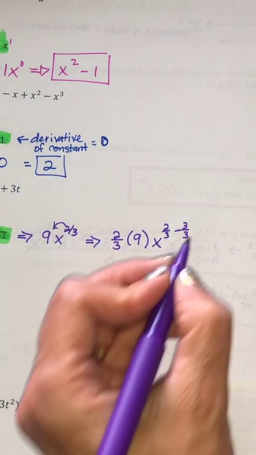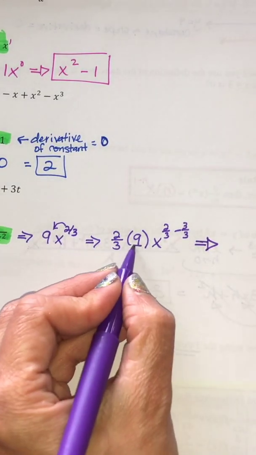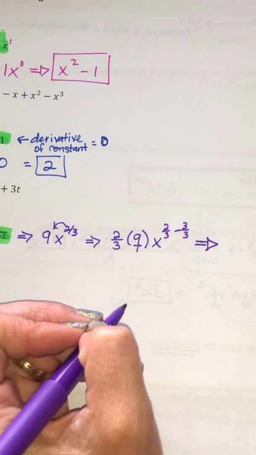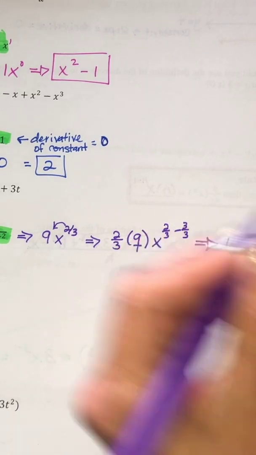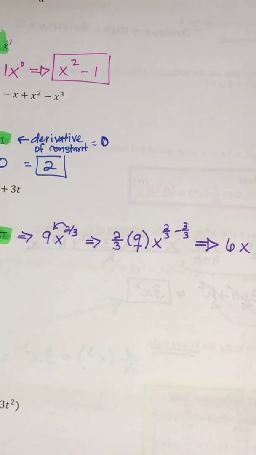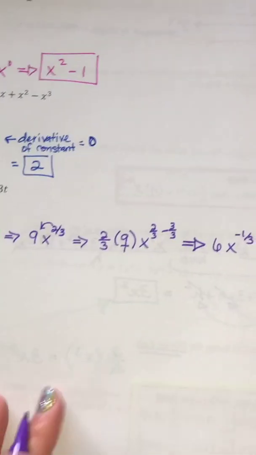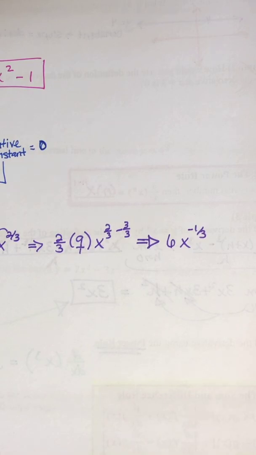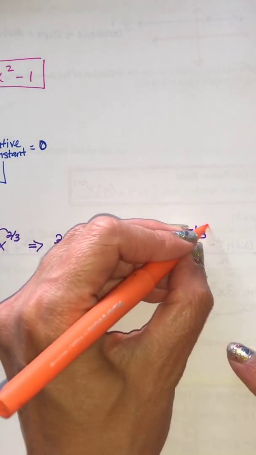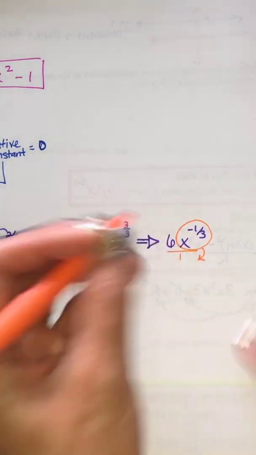Okay? So then, what does that become? Well, 2 times 9 is 18. 18 divided by 3 is 6. Ooh, that worked out nicely. X to the 2/3 minus 3/3 is -1/3. Oh, negative exponent. What do? We got to drop it like it's hot. So only the term that has the negative exponent, though. We got to drop it.